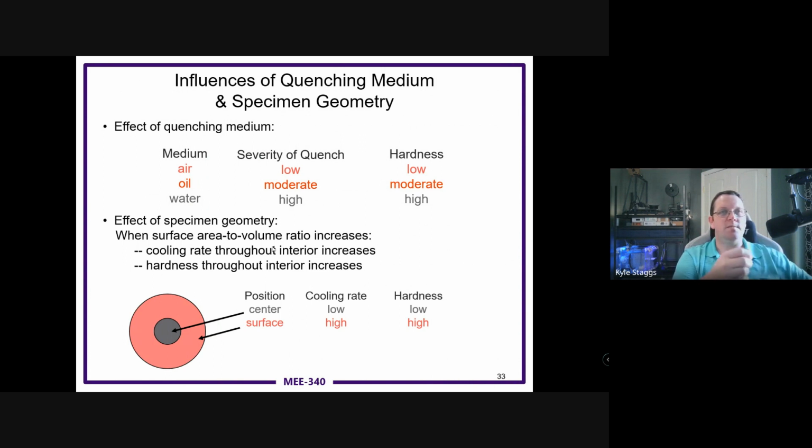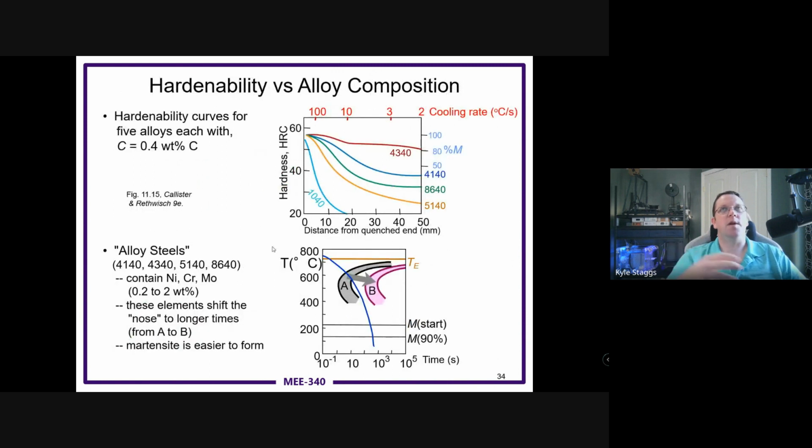There's a lot of things that this will do in terms of changing the way the material behaves. So the surface area to volume ratio changes significantly how that material is going to behave. So everything has to be hardened and processed the right way.